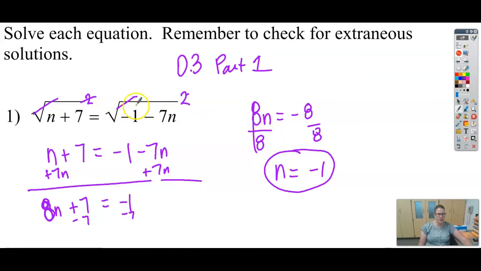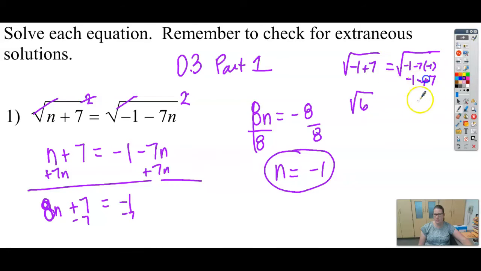But whenever I'm dealing with an equation that has radicals in it, I do need to check for extra solutions. So I'm going to plug negative 1 back into the original equation and see if it is actually true. This would give me the square root of negative 1 plus 7 equals the square root of negative 1 minus 7 times negative 1. Let's simplify each of those. Negative 1 plus 7 is 6, so this is the square root of 6. On this side, I have negative 1 minus 7 times negative 1, so that would become a minus 7, which is the same as negative 1 plus 7 as well. So it also equals the square root of 6, which means they do equal each other, and that's a good solution. So just check your solutions by plugging them back in at the end.